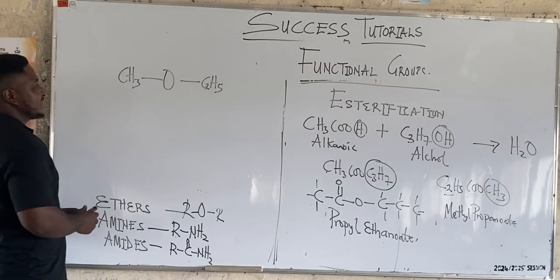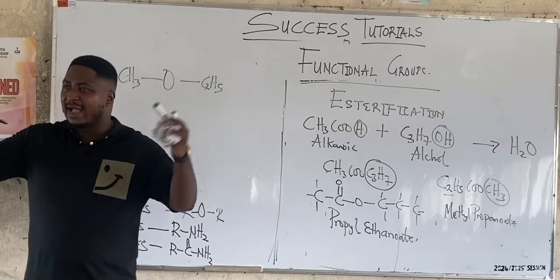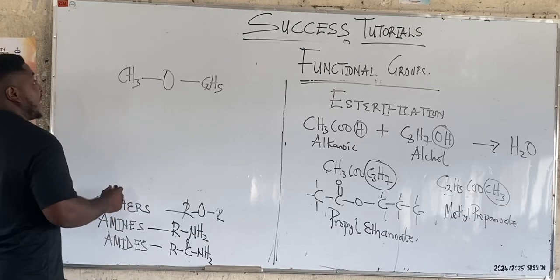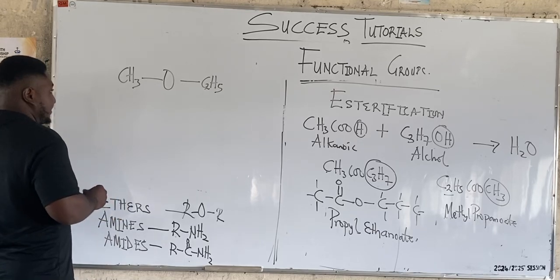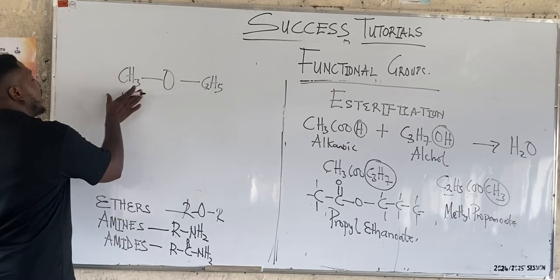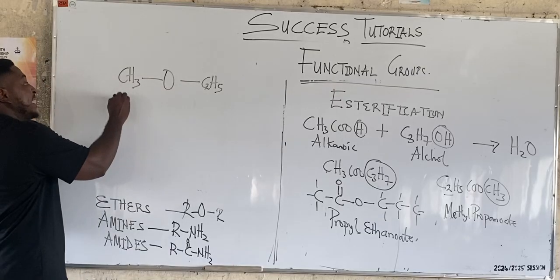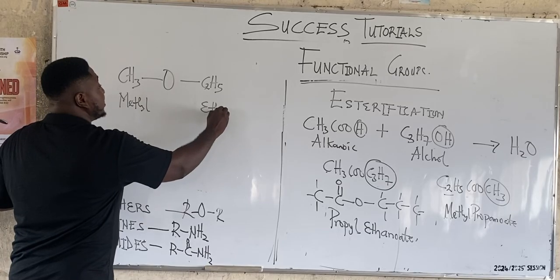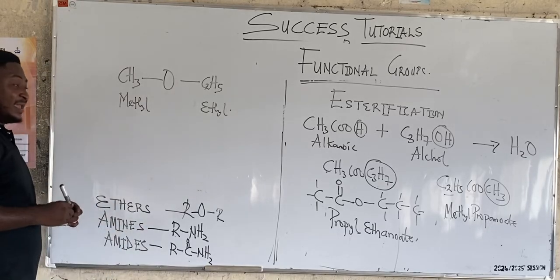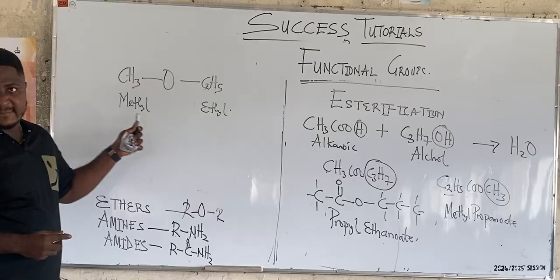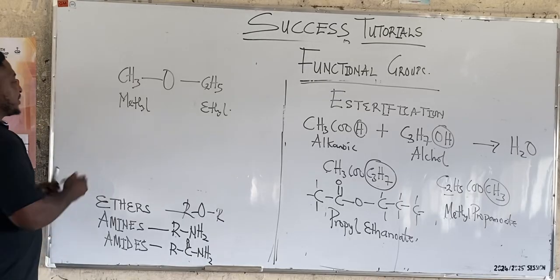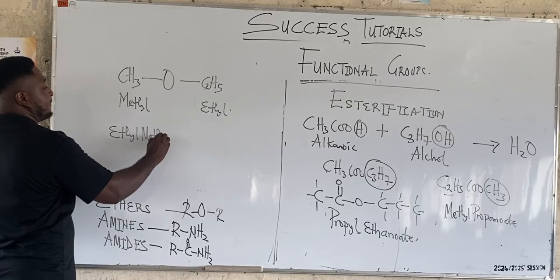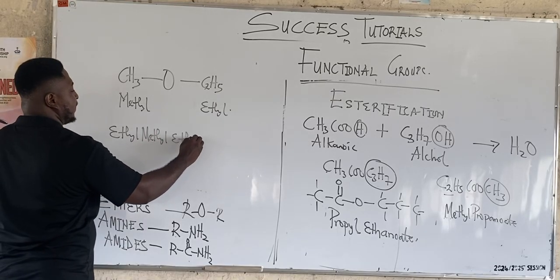Class, follow me. Ethers. When you see an oxygen in the center and you see 2 alkyl groups, you have met an ether. They are very rare, of course. And how do we name an ether? Very simple. Acknowledge the 2 alkyl groups. This is an alkyl group called methyl, right? And this is an alkyl group called what? Ethyl. Then acknowledge the alphabetical order. Ethyl starts with E, methyl starts with M. So you're going to start with ethyl, methyl, ether.